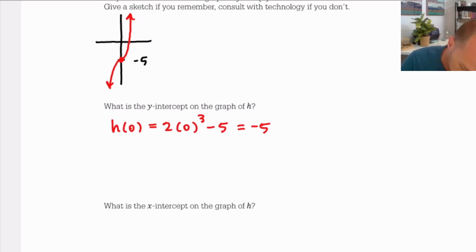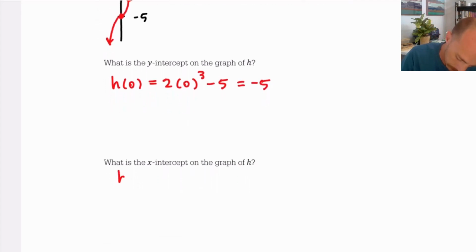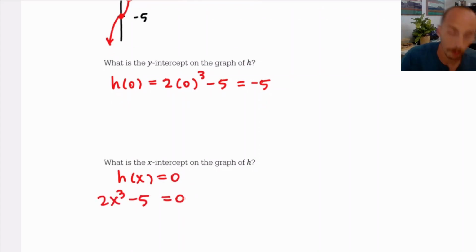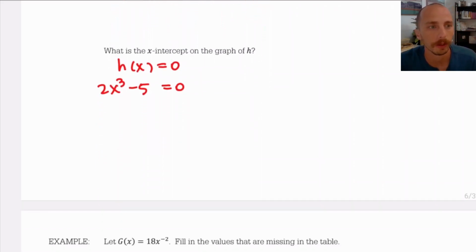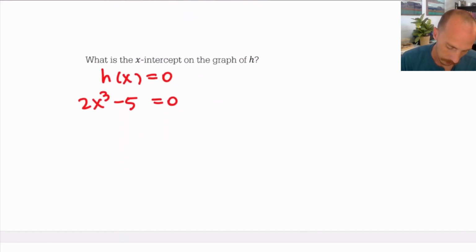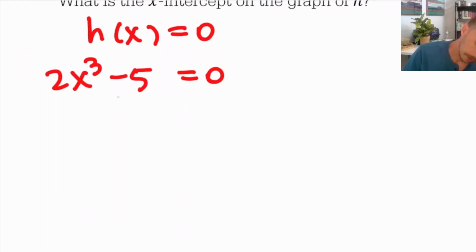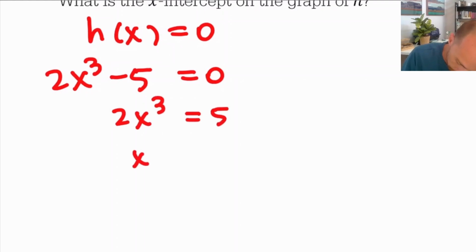And then as far as the x-intercept goes right here, that's something where we're going to have to solve the equation h of x equals 0. I always like to write that first, so that's going to be 2x to the third minus 5 equals 0, and then we will solve this one like we did before by doing the same thing to both sides of the equation. Let's see, let's zoom in on this. So we're going to start by adding 5, dividing by 2, and then taking the cube root of both sides.